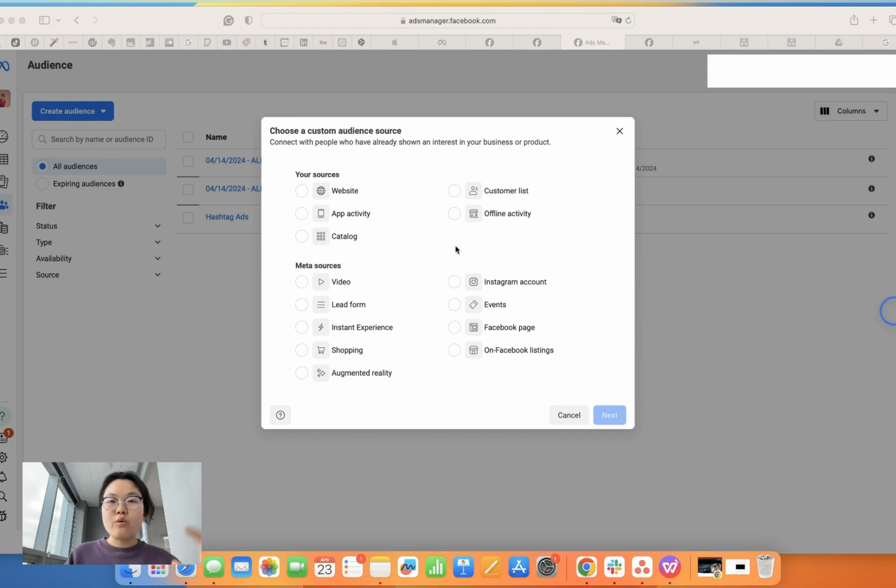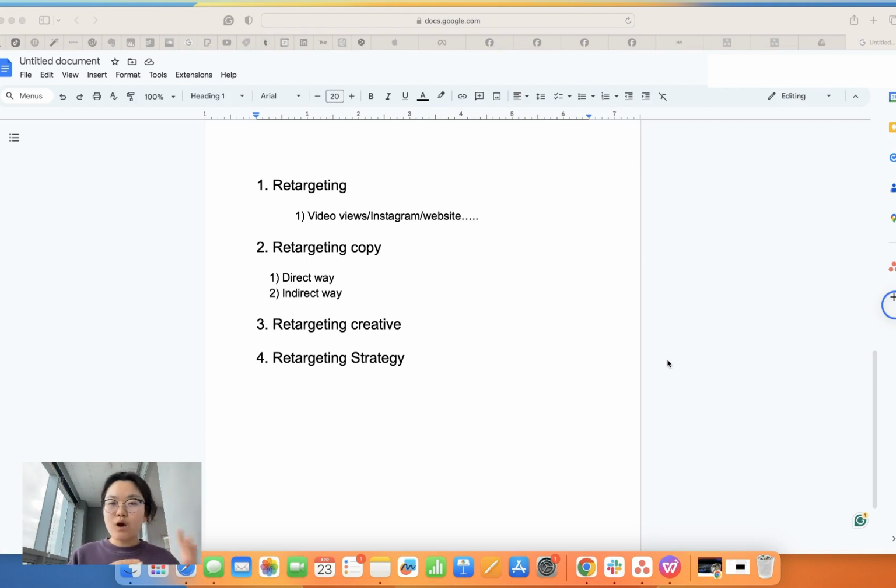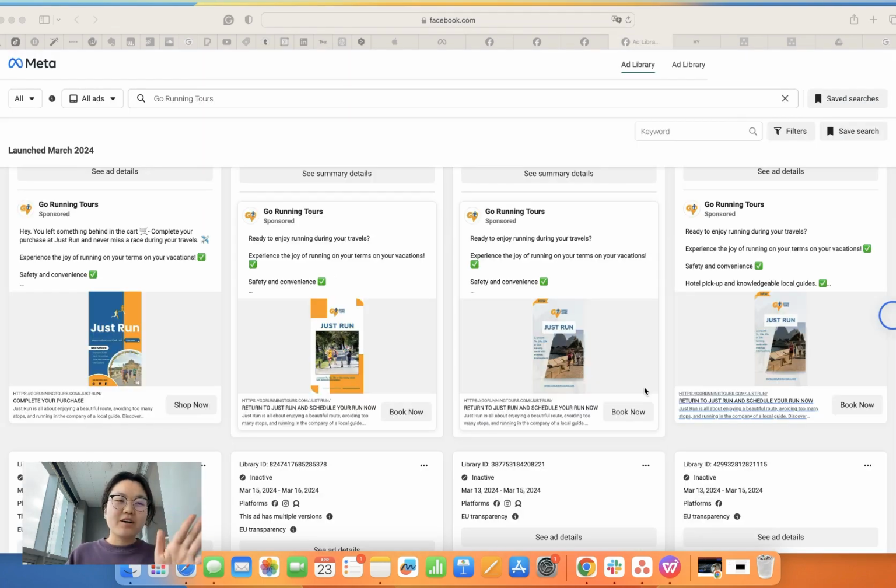So there are so many ways that you can create the custom audience and lookalike audiences through your sources or meta sources. Then how can we create the retargeting copy? Watch the difference. There are two different ways. The first one, direct way, and the second one, indirect way for sure. I've got a simple example for you so that you can understand really quickly.